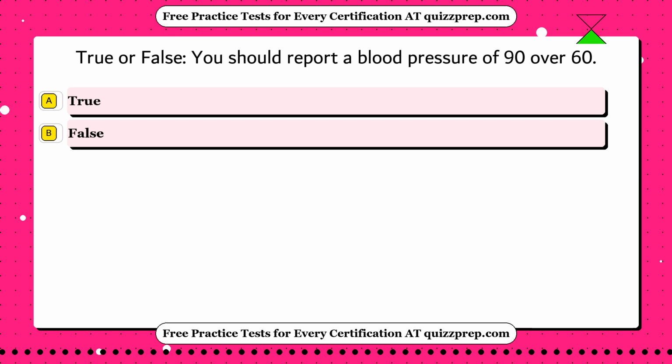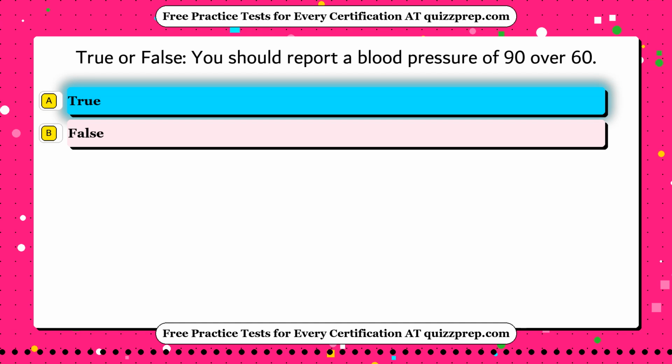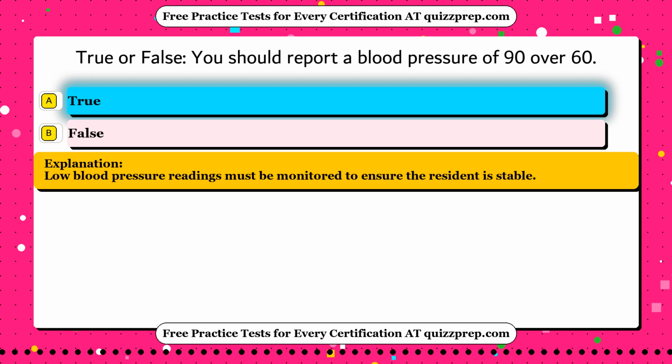Question 151. True or false, you should report a blood pressure of 90/60. Option A, true. Option B, false. The correct answer is option A, true. Low blood pressure readings must be monitored to ensure the resident is stable.